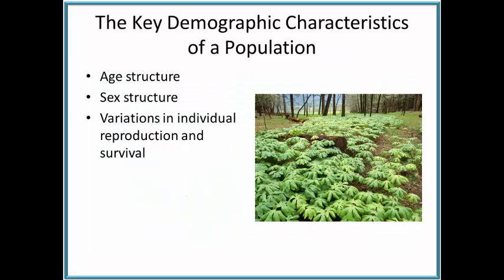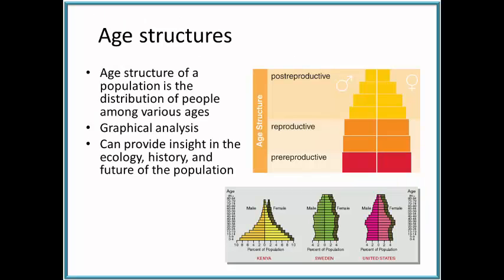Okay, so we've talked a little bit about population size or census, and a little bit about their spatial distribution. Other things that we want to consider are age structure, sex structure, that is, sex ratio, and variations in individual reproduction and survival. Let's look at age structures. The age structure of a population is the distribution of individuals among various ages. Now, I know I say people here because I'm using human examples, but it could be rabbits or horses or whatever.